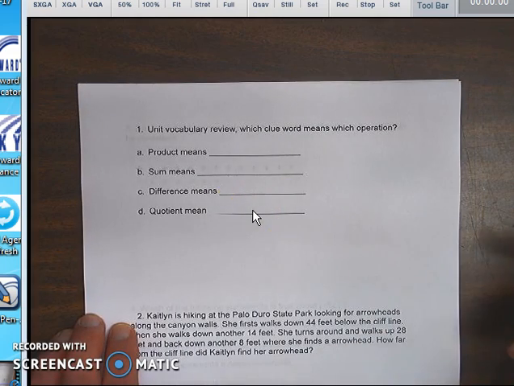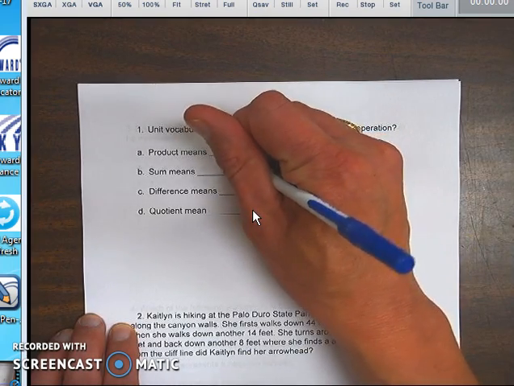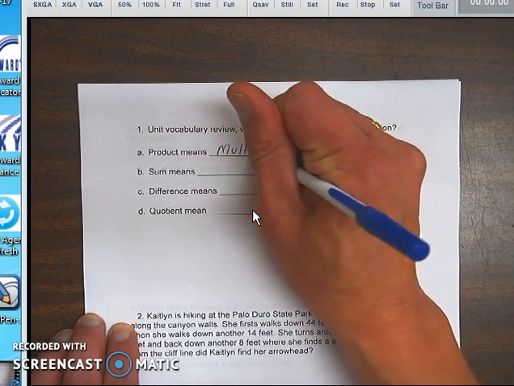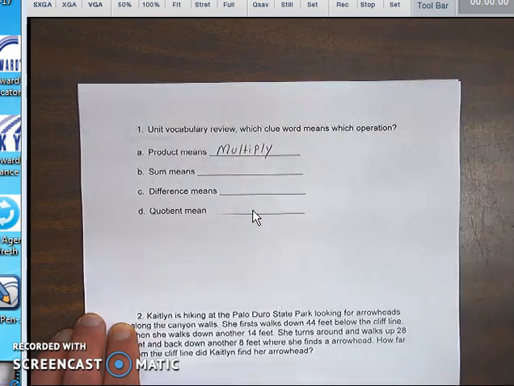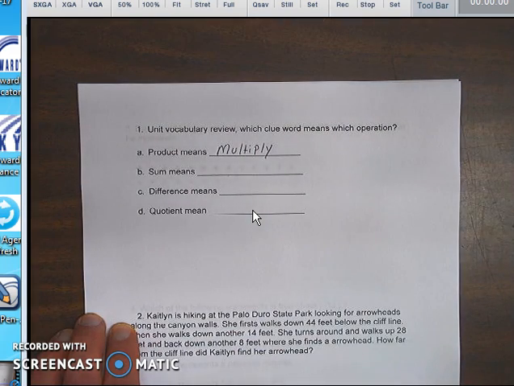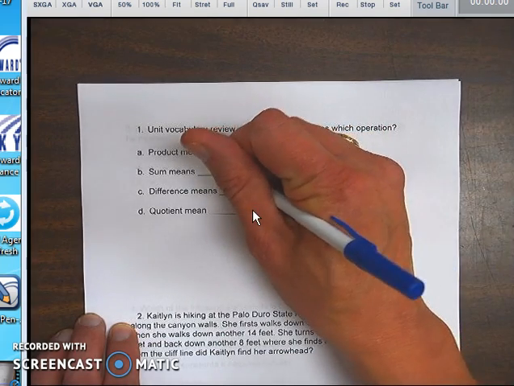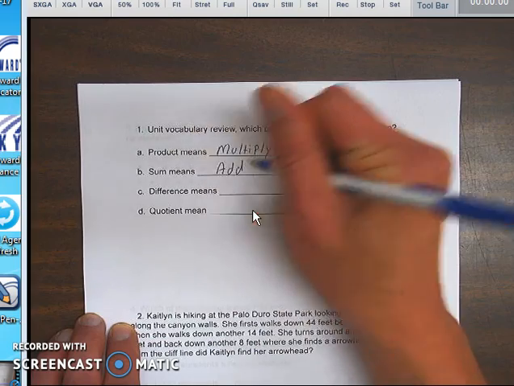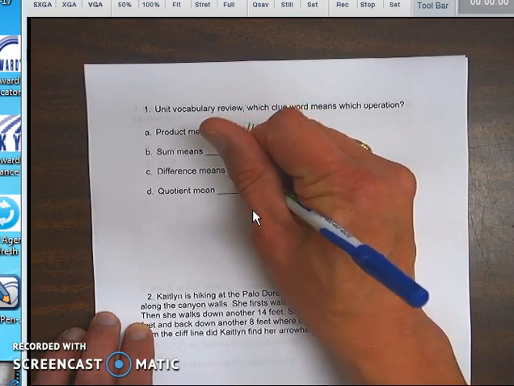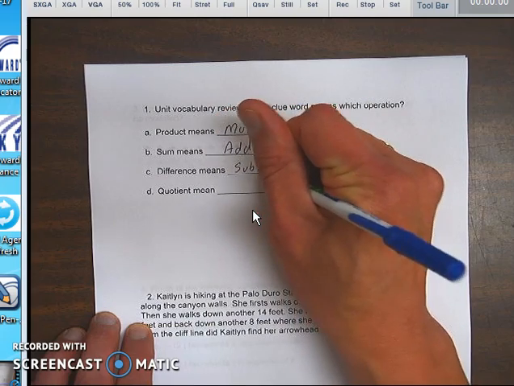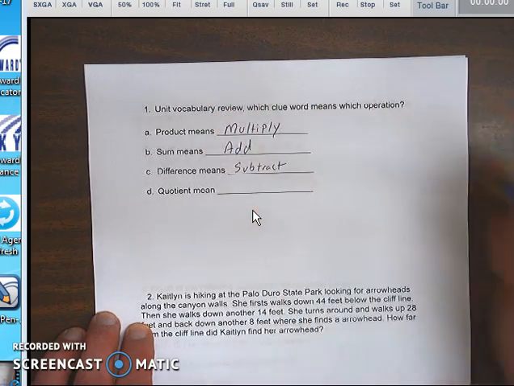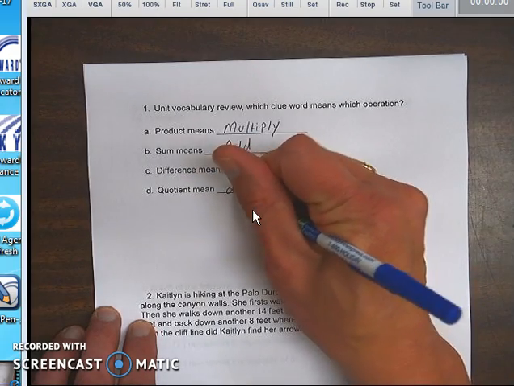Okay, so unit vocabulary review. Which clue word means which operation? Product means multiply. And if you don't know these words, it is 100% time for you to learn them. We have a code words page in our comp book that you can always go back and learn, but you should know these words. Sum means add. Difference is subtract. Quotient means divide.